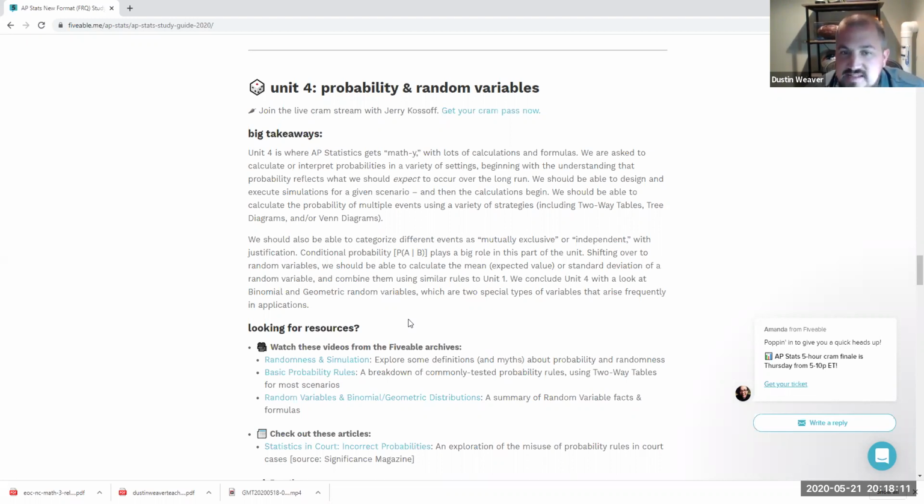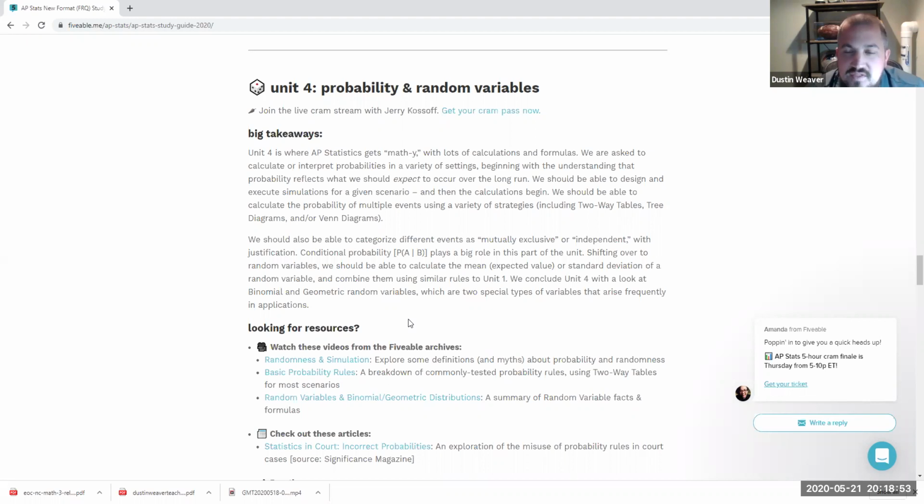We should also be able to categorize different events as mutually exclusive, which means they cannot occur at the same time or simultaneously, or independent, which means one does not affect the other, so that knowing that one event has happened doesn't affect the probability of the other event happening, with justification. Conditional probability, which is A given B, plays a big role in this part of the unit. Shifting over to random variables, we should be able to calculate the mean, which is sometimes referred to as the expected value, or the standard deviation of a random variable, and combine them using similar rules in Unit 1.